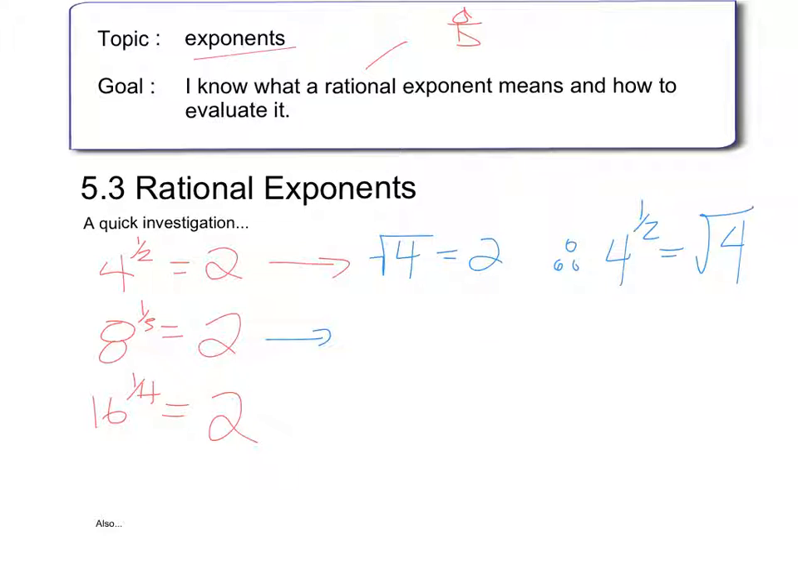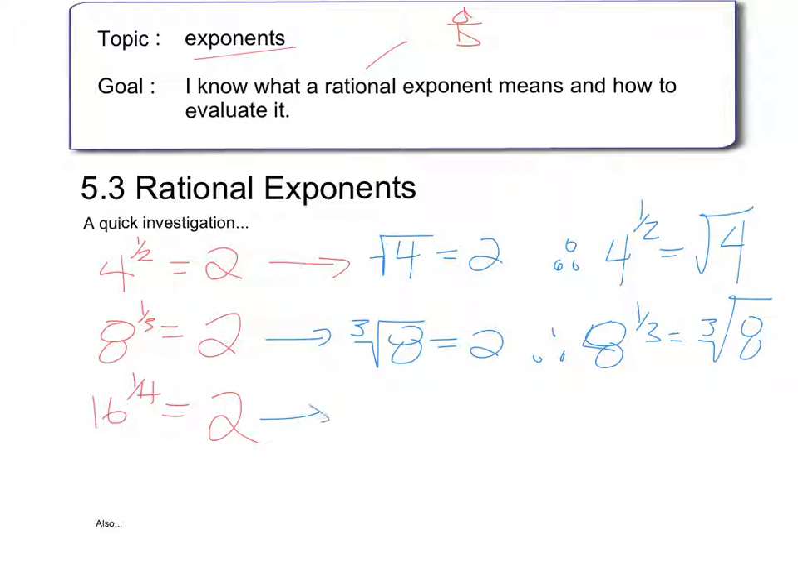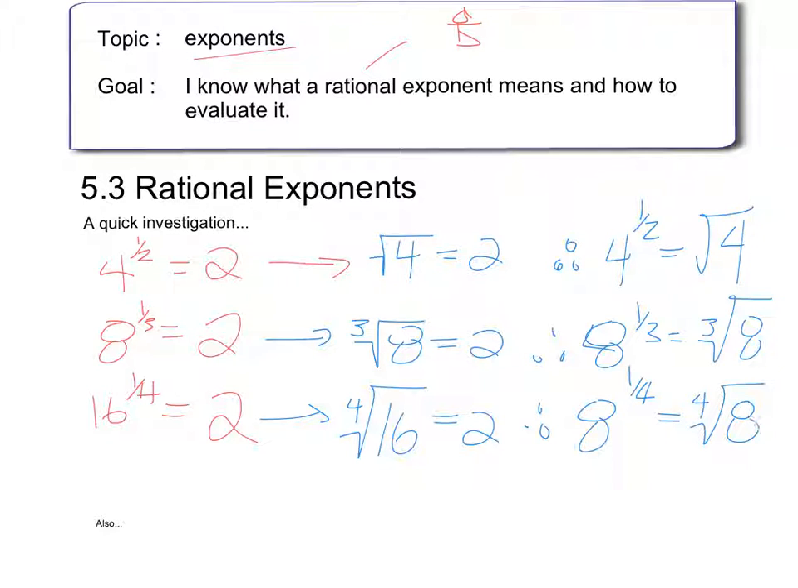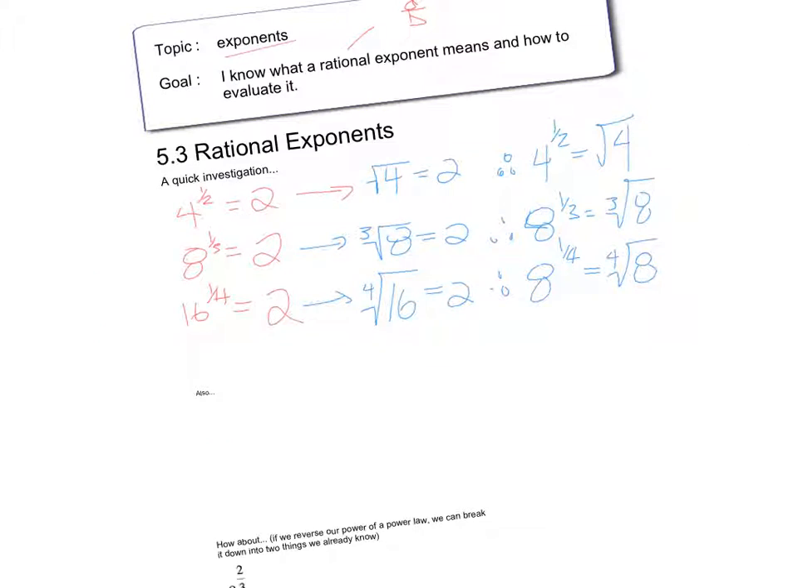Following that logic, how would an 8 become a 2? It's not going to be just a square root this time. We must be finding what's called the cube root. So 8 to the 1/3 must be the equivalent of the cube root of 8. And similarly, the 4th root of 16 is also equal to 2. So 16 to the exponent 1/4 is simply saying the 4th root of 16.